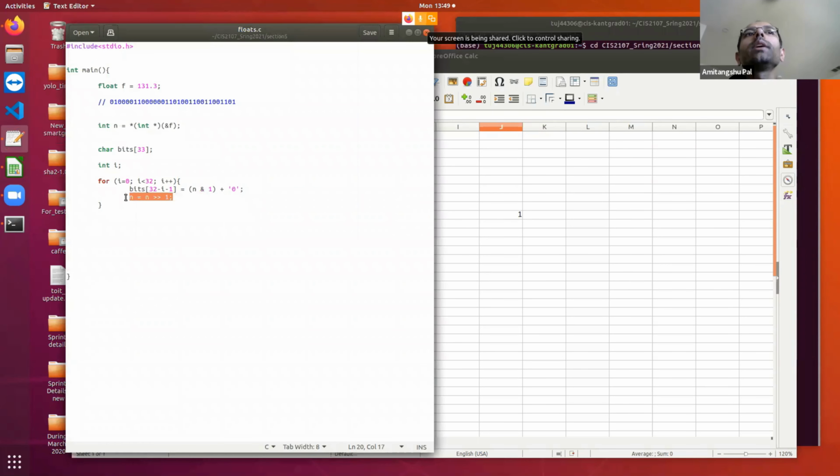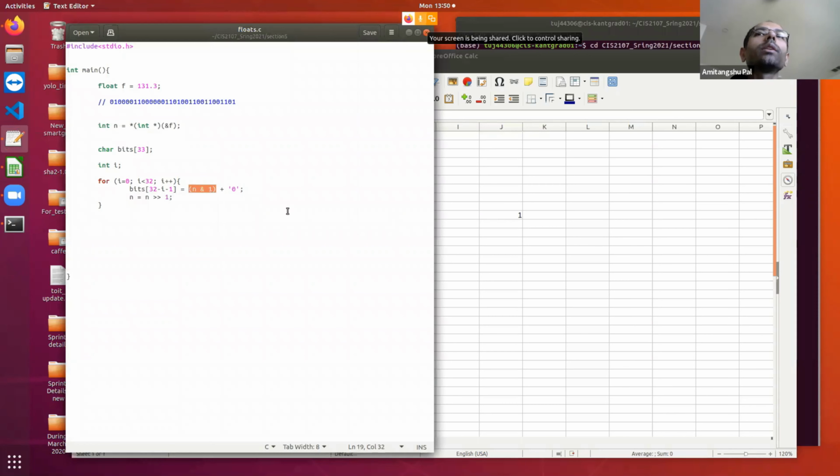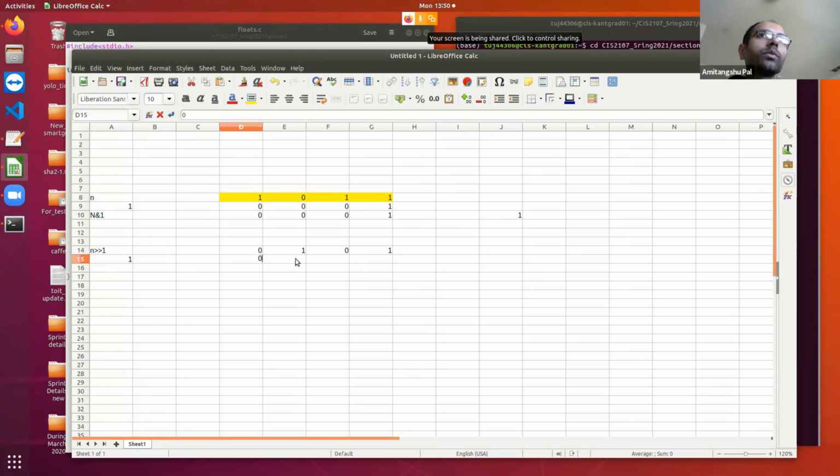Next, I am right shifting n by 1 bit. So n right shifted by 1 is: this 1 will come over here, this 0 will come over here, this 1 will come over here, and this place will be occupied by 0. And then I'm again taking and with 1. So 1 is going to be 0, 0, 0, 1, and n and 1 is 0, 0, 0, 1 and 1 is 1. So ultimately you will get 1. Alright. Then again you are right shifting n by 1. So this 0 will come here, this 1 will come here, this 0 will come here.